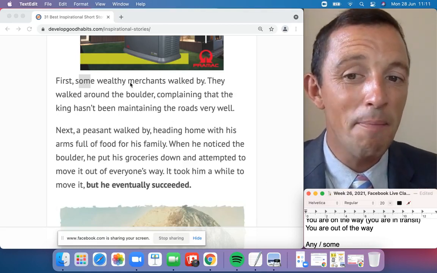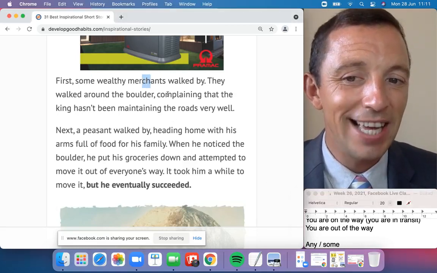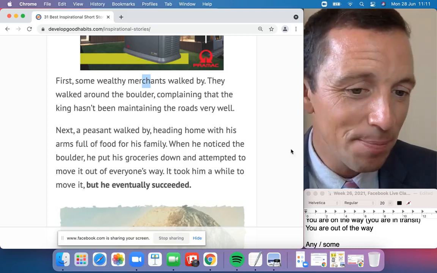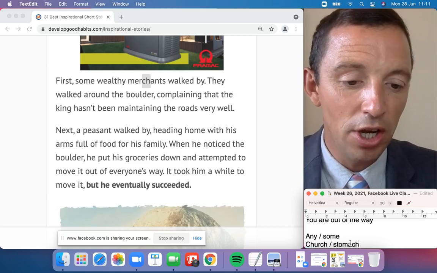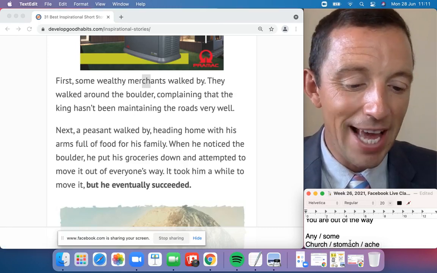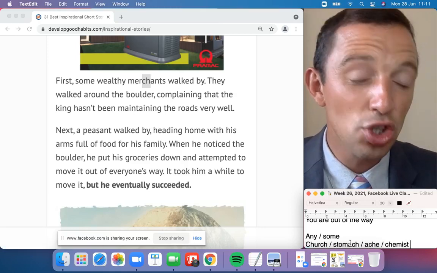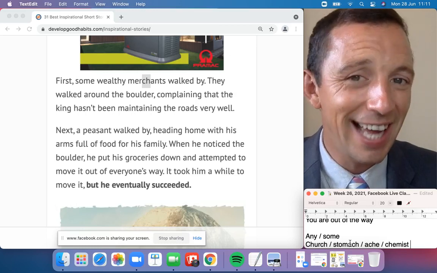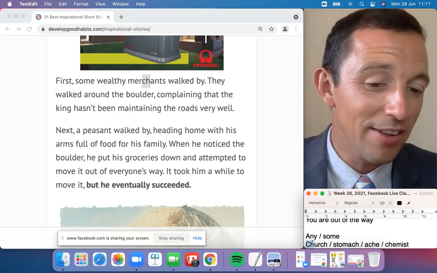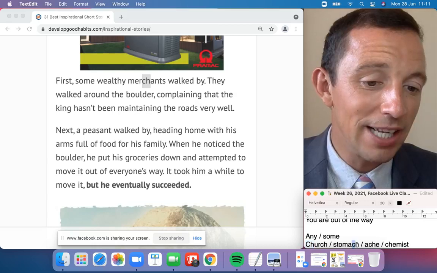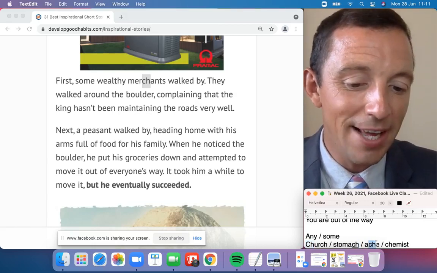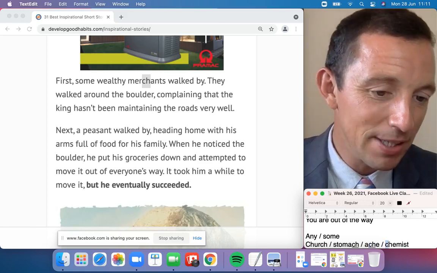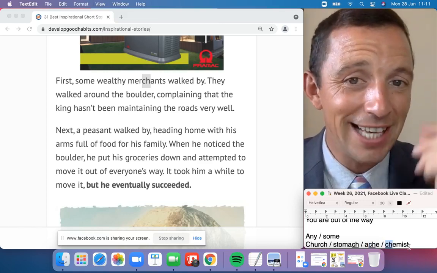Okay, so some merchants, the CH is difficult. In English for pronunciation, we have a lot of possibilities. You could say church, you could say stomach, you can say ache, you can say chemist. So sometimes the pronunciation is like a K. Okay, so here it's not the K, church. Stomach, it's like a K. Ache, it's similar sound to a K. Okay, and chemist, it's a similar sound as a K.